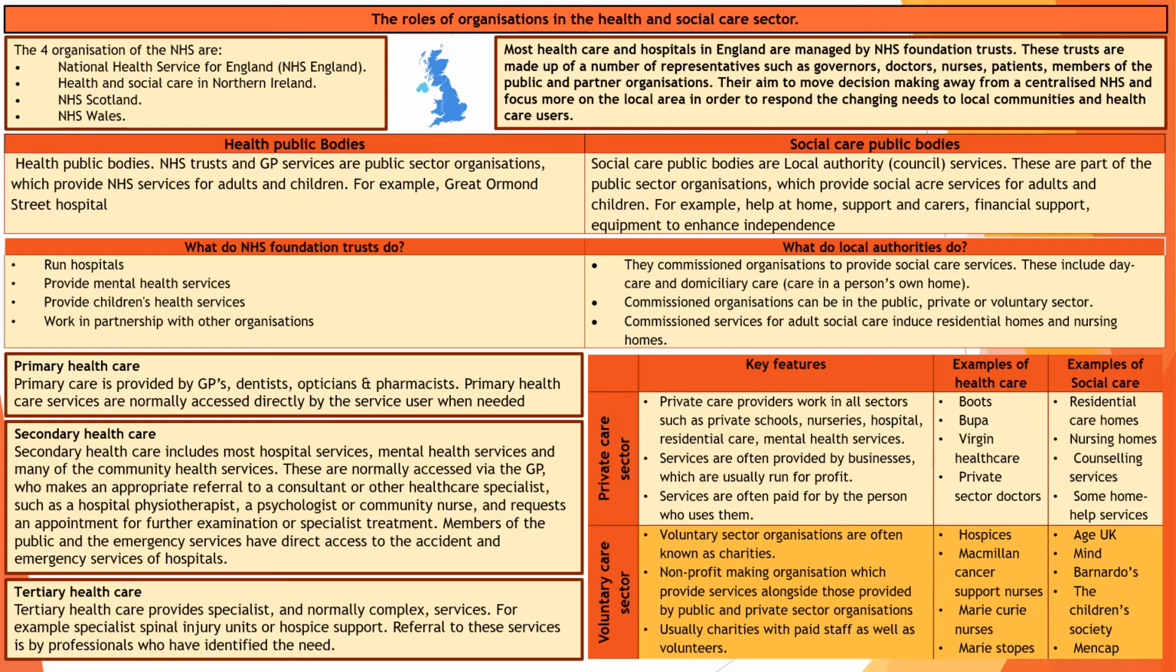You also get private residential settings, so that could be nursing homes, residential homes, maybe even paying for counselling services if you can't access them through the public health bodies. The voluntary sector is slightly different. That's your charities that perform health and social care support. So healthcare, Macmillan Cancer Nurses or Marie Curie nurses, they are providing healthcare, but they're paid for through charitable work. Social care, Mind, Barnardo's, Mencap, the charities that provide a lot of social care support for people with learning difficulties or other health conditions. Again, that's provided through charitable donations.